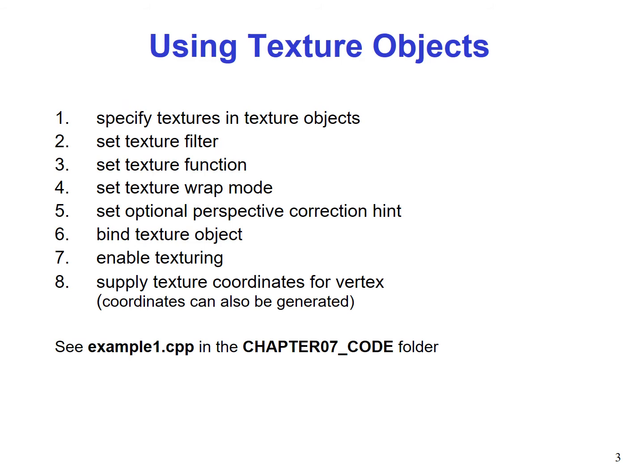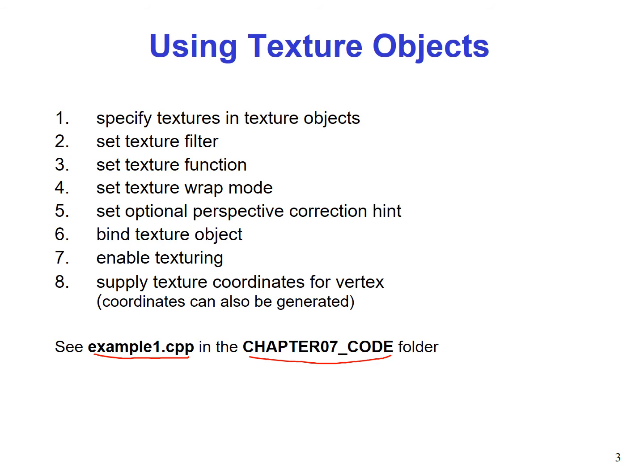Now, this is a complete sequence of using texture objects. Perhaps look at the code in example1.cpp that comes with the chapter 7 code. You can look at the zip file in your labs that will contain example1.cpp in the chapter 7 code folder. It will give specific functions that will perform these operations sequentially.